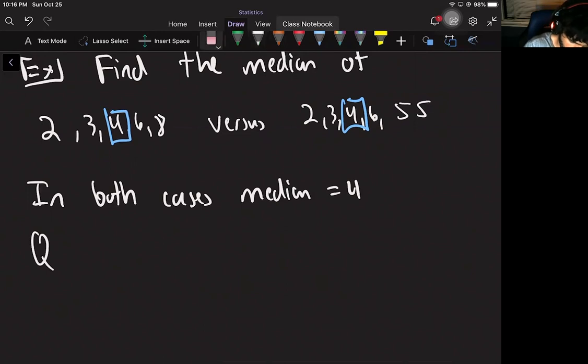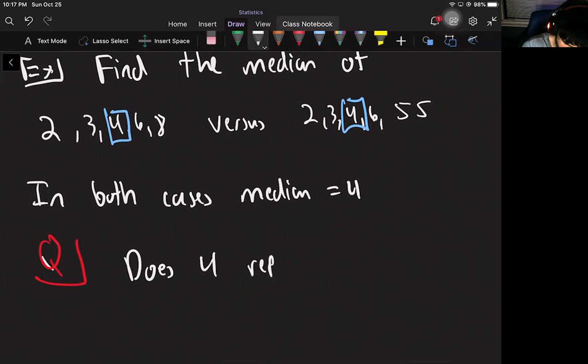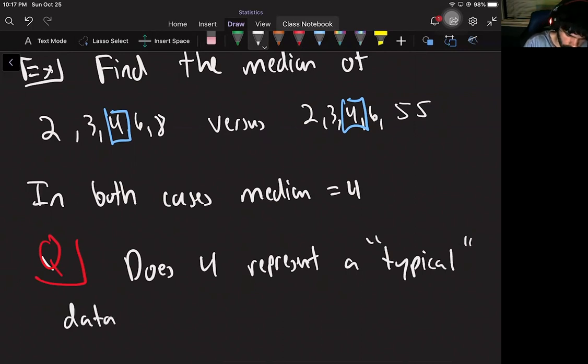So let's sort of ask the same question. I don't know why I'm doing a color coordination thing, but there it is. So does 4 represent a typical data point? Well, now in both cases, yes.